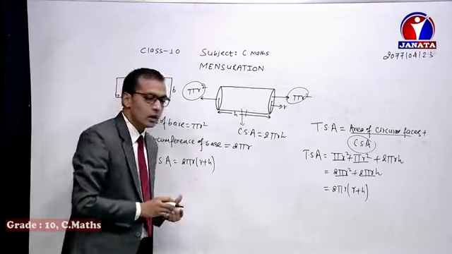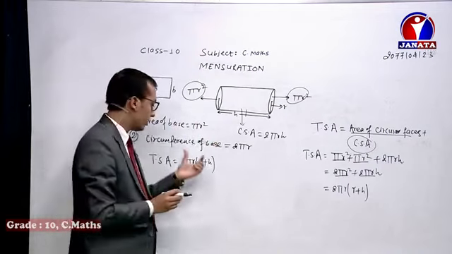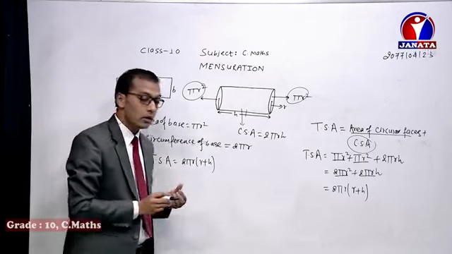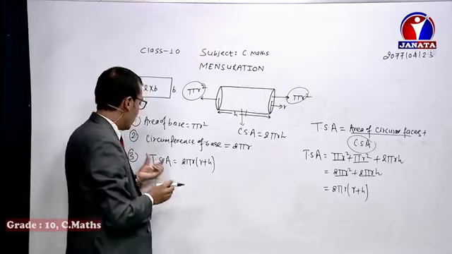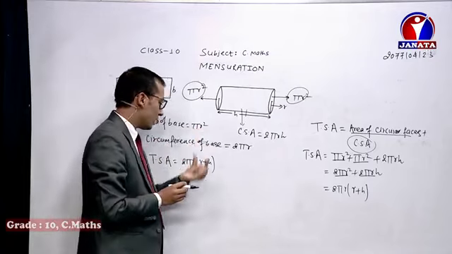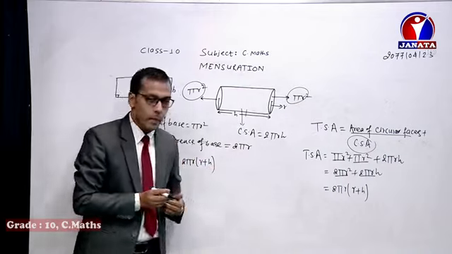These different terms have units. The unit of area, circumference depends on the question. The unit of area is square unit. TSA is also an area, so it is square unit, and circumference is a length.